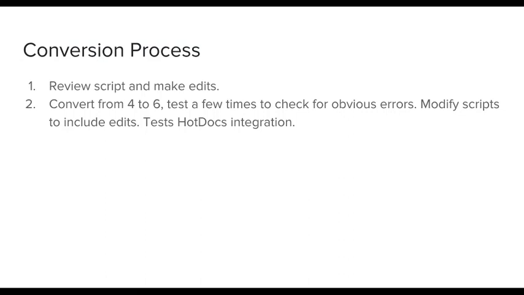The next step, once you have that, is that you convert the interview, the A2J interview, from 4 to 6, and you test it a few times to check for obvious errors. This is a good time to modify those scripts to include the edits. And then you want to make any modifications that you need to on the HotDocs layer and then test that HotDocs integration.